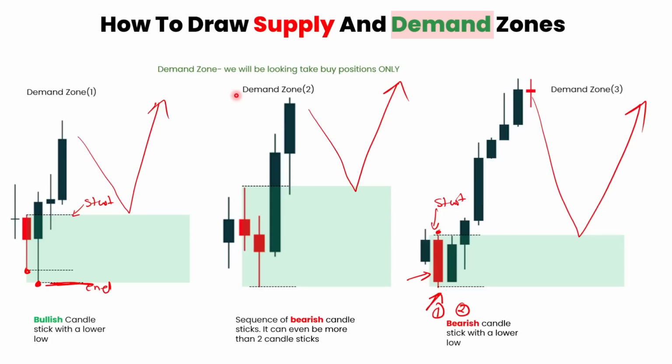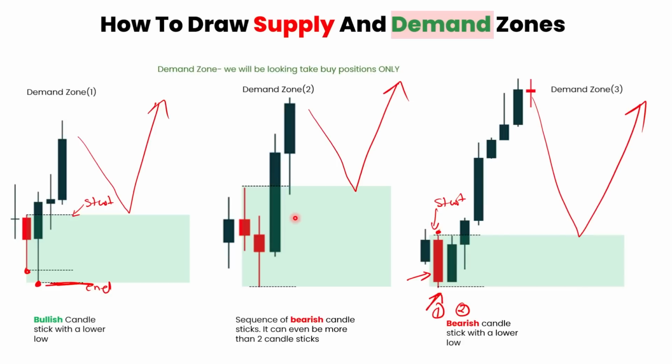And sometimes on demand zone number 2, we can see that we have 2 bearish candles. So that means we will start around this high here and end with the candlestick that is having a lower low. Clearly we can see that this bearish candlestick is the one with a lower low, not this one here. So that is how we draw our supply and demand zone.